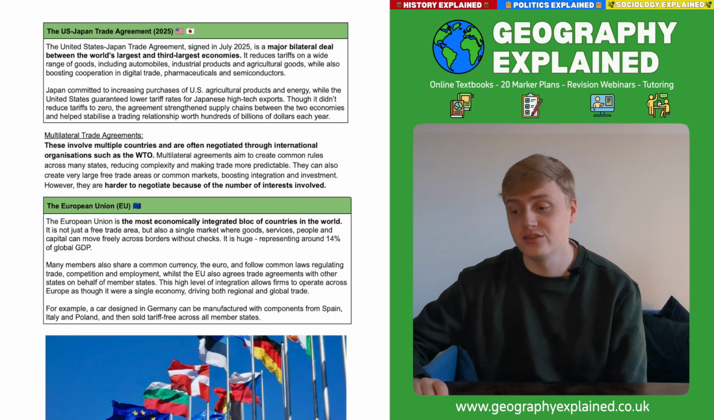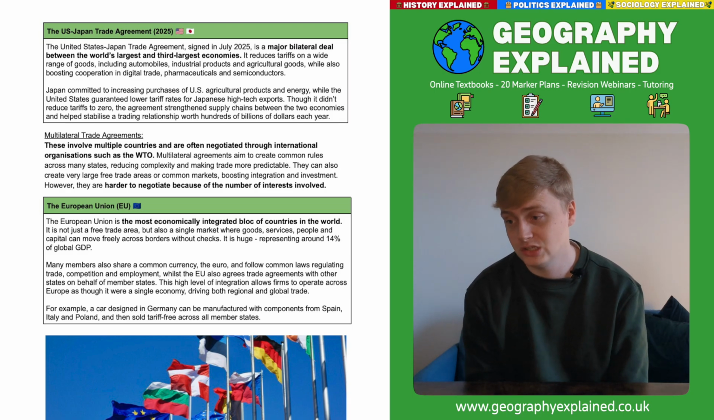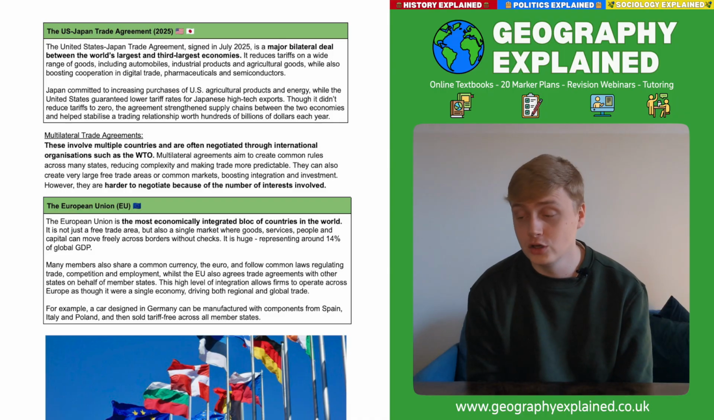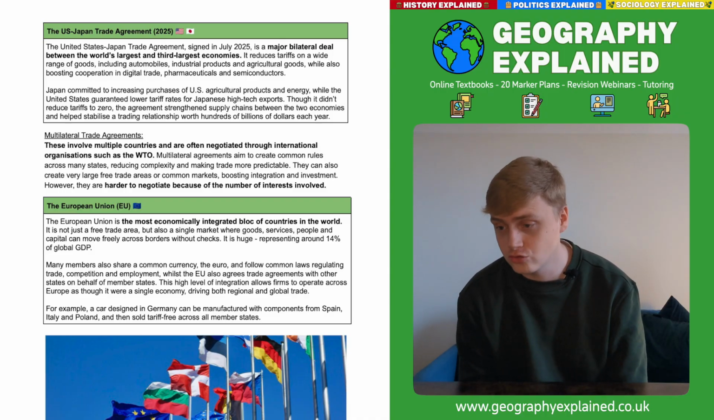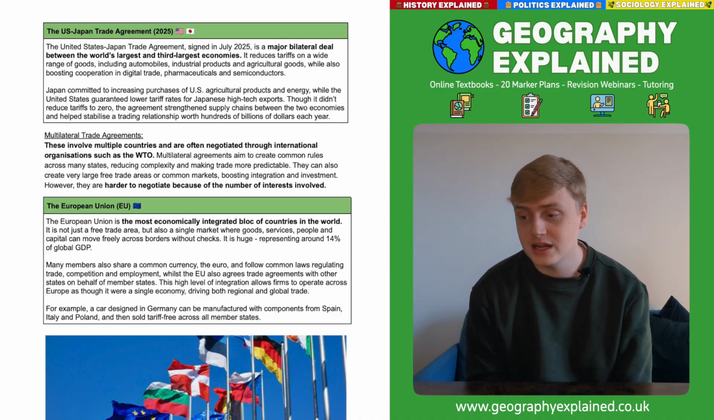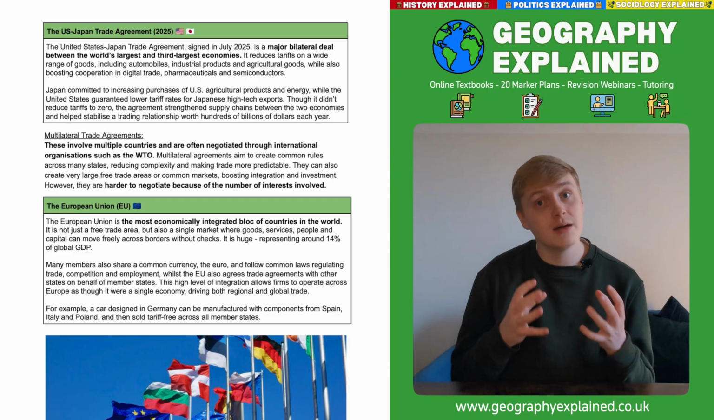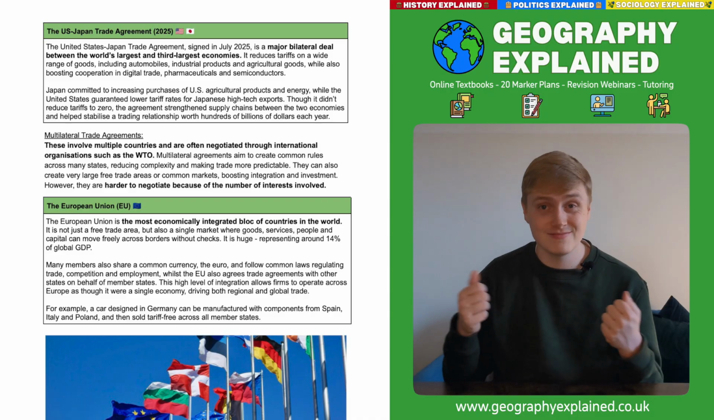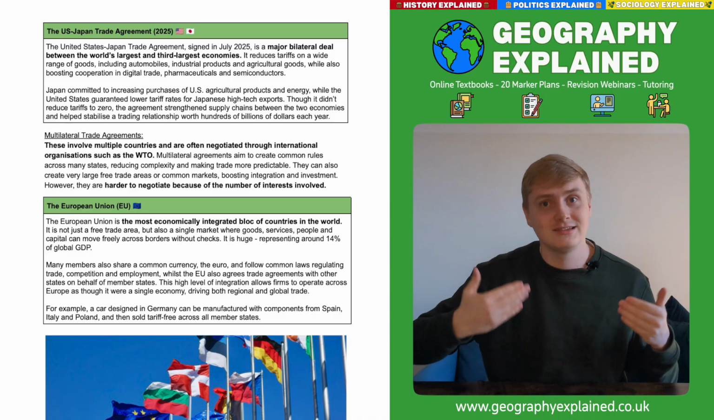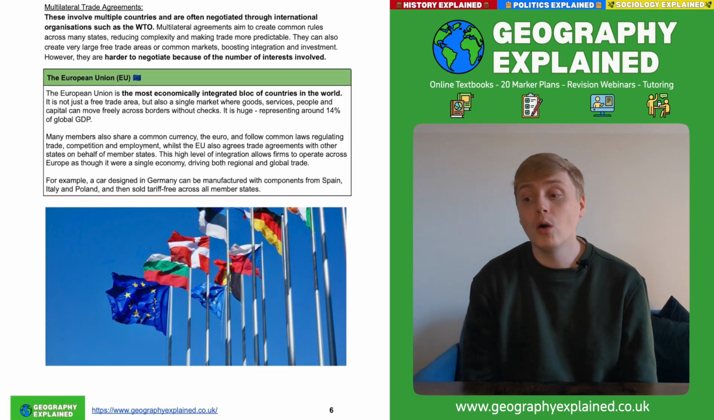A key recent example of this is between two of the world's largest economies in 2025, between the US and Japan. So in July 2025, a major bilateral deal between the world's largest and third largest economies was signed, reduced tariffs on a wide range of goods, including cars, industrial products, and agricultural goods, and also boosted cooperation between the two countries. It didn't reduce tariffs to zero, but it's a really good example of how these bilateral trade agreements can make trade freer between the two different countries and really promote free trade. And if trade is freer, there's going to be more buying and selling between those countries, more international trade, for example.